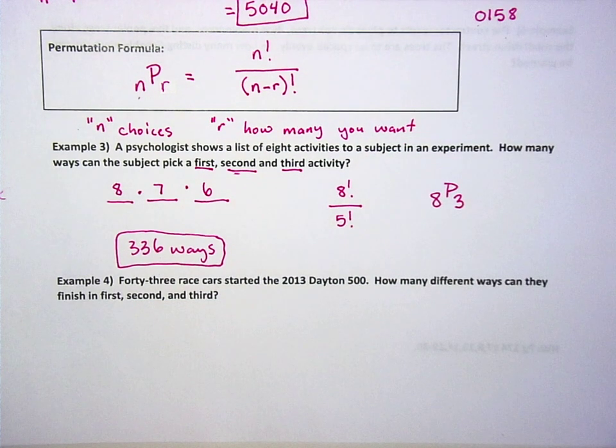Okay, next, 43 race cars started the 2013 Daytona 500. How many different ways can they finish first, second, and third? All right, try that with your group, please. I'll be your group, Noah. So there should be 3. Should be 43 coming.